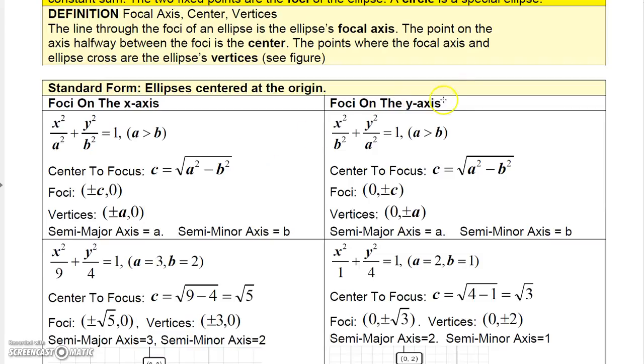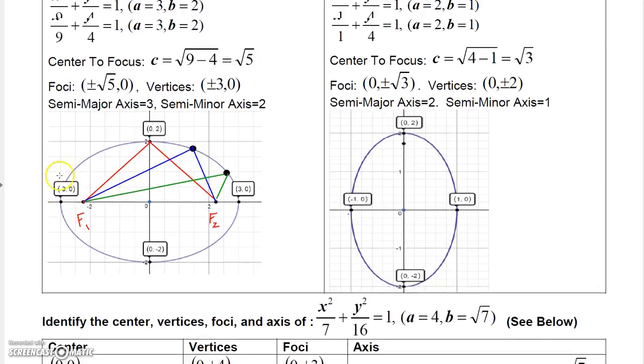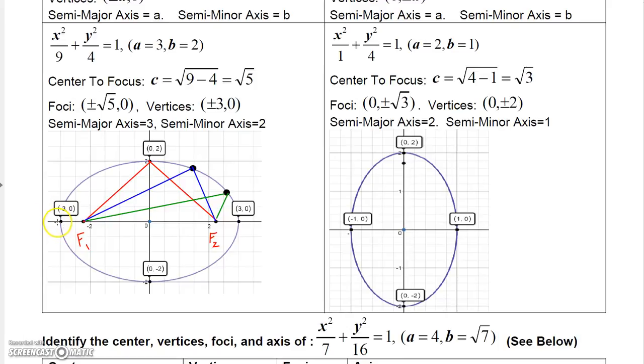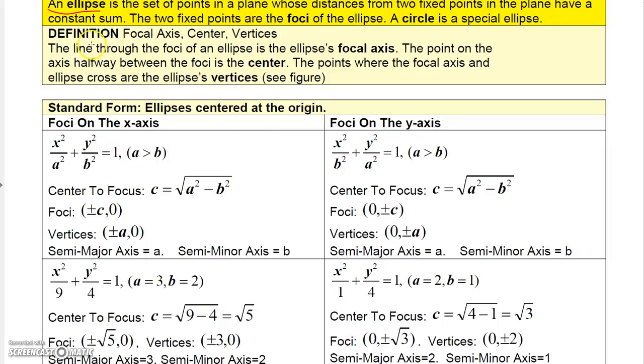Okay, now the points where the focal axis and the ellipse cross are called the ellipse vertices. So one vertex here is the point -3, 0, and the other one is the point 3, 0. The x-axis is called the focal axis, and then over here you have a vertical focal axis, and so the vertices here are the points 0, -2, and the point 0, 2. Now we'll talk about how I got that information in just a minute.